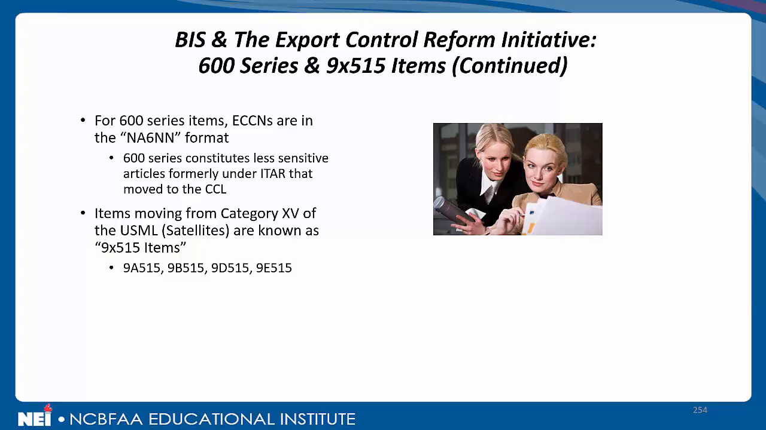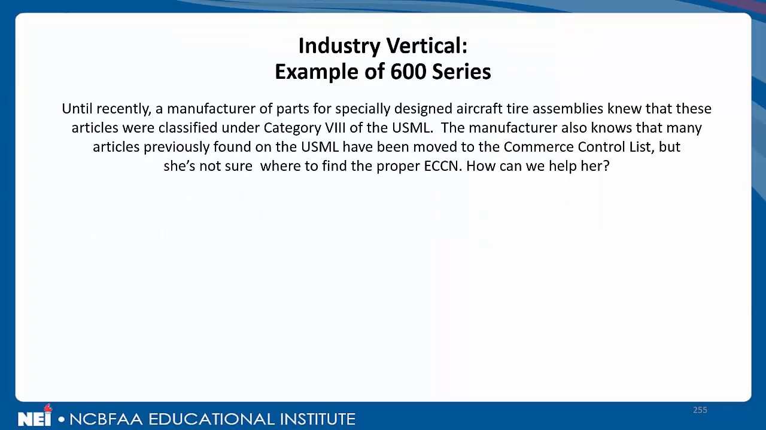So there's a difference between the two. 600 series and 9X515, two different things within the same topic. Articles and items moving from the USML to the CCL. Let's bring forth an industry vertical that helps to illustrate this point, specifically using an example of 600 series.